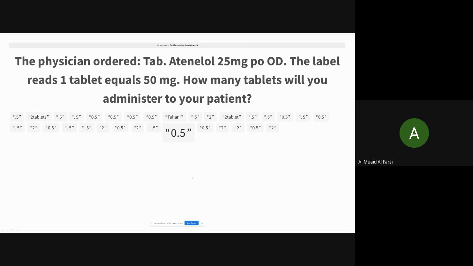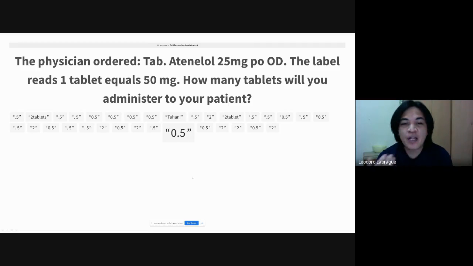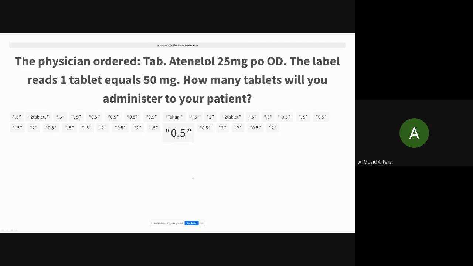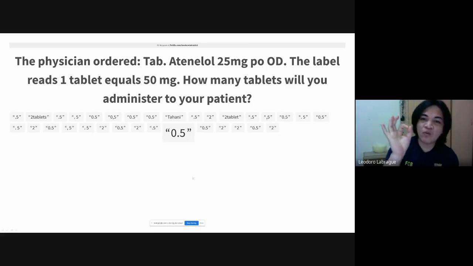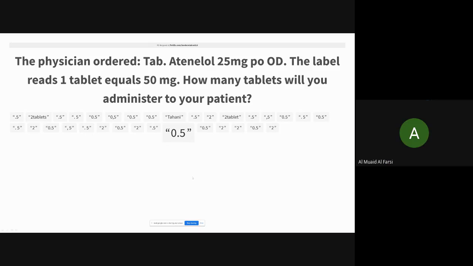0.5. Okay. In actual life, there is no 0.5 tablet. It is 1/2 tablet. So that means if you have 1 tablet, you cut it into 2 and give half to the patient. So for those who said 0.5, very good. The answer is 0.5 or 1/2 tablet. For those who answered 2 tablets, again, review the formula and try the next question. Thank you.